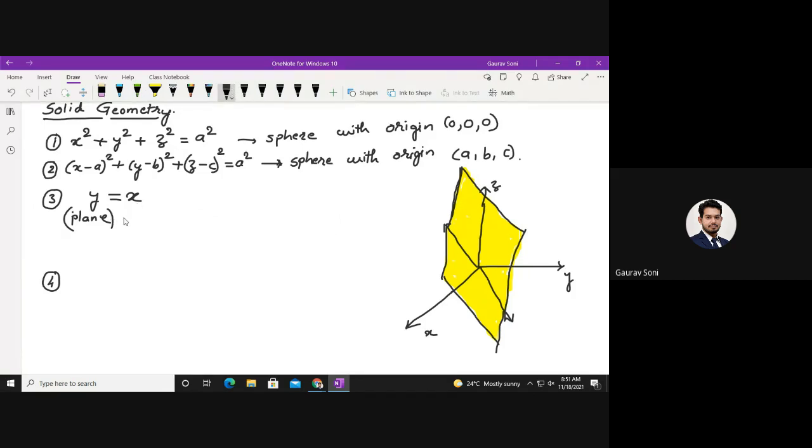This is a plane. This is a line on the XY plane, and the line is extended. This is roughly how I am speaking, this is not actually mathematical. The line is extended parallel to the z-axis.